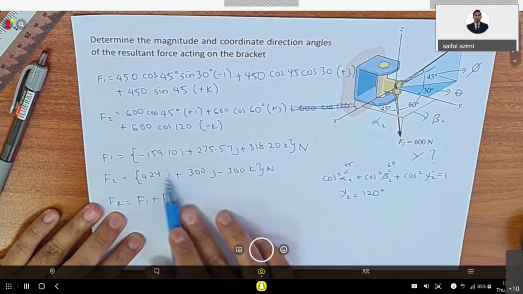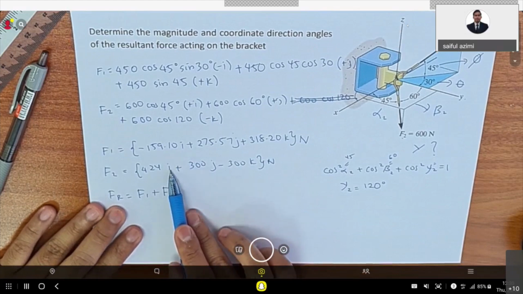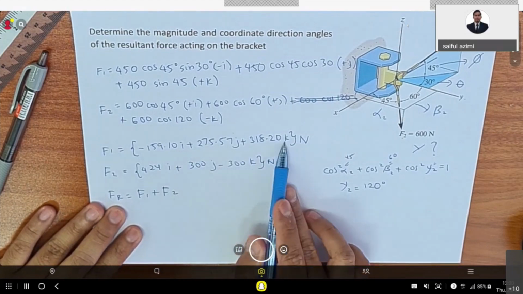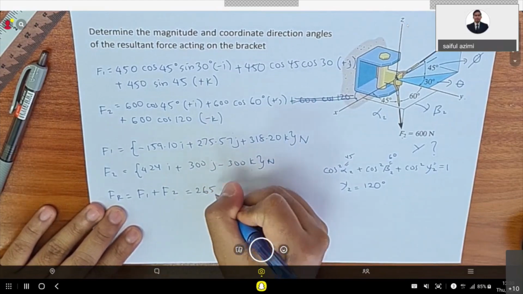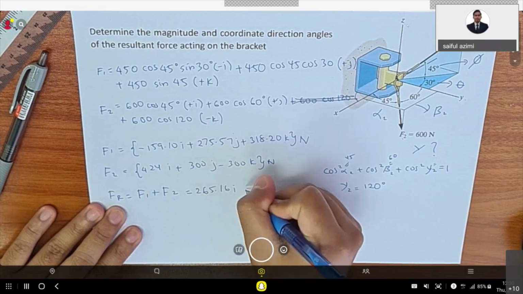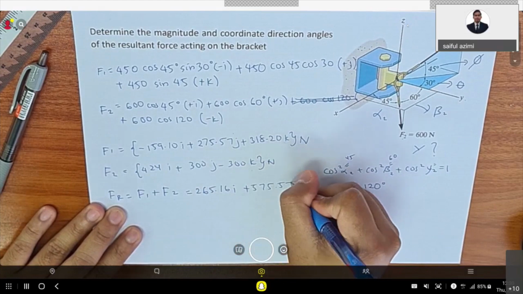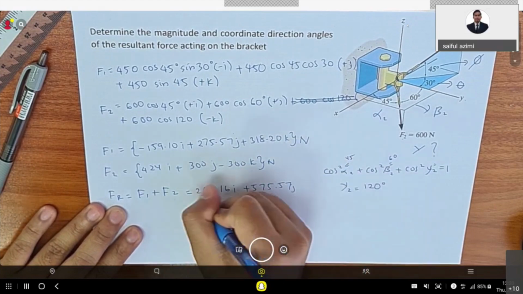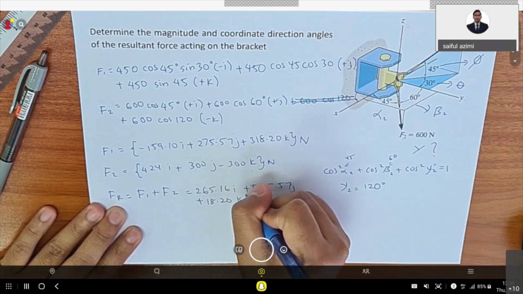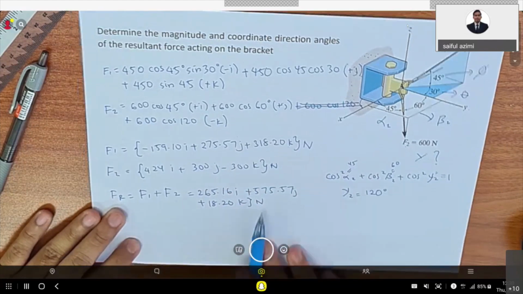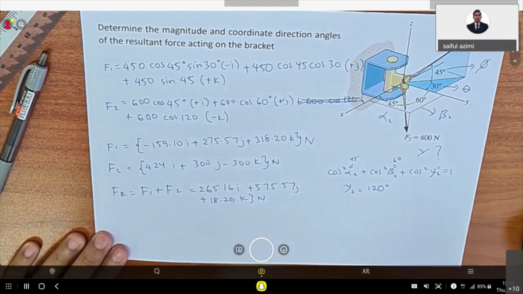You add by using each representation. I you must add with I, J you must add with J, K you must add with K. So you will get 265.16I plus 575.57J plus 18.20K Newton. So this is your resultant force. It's like a summation.